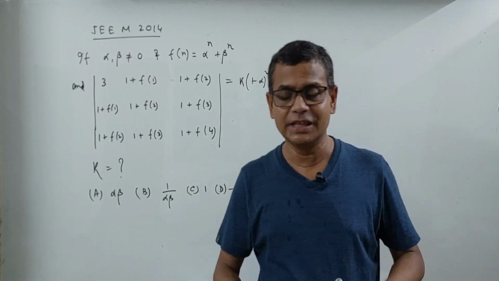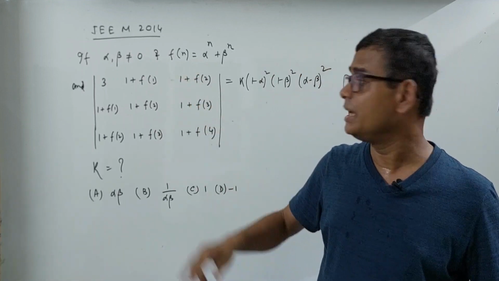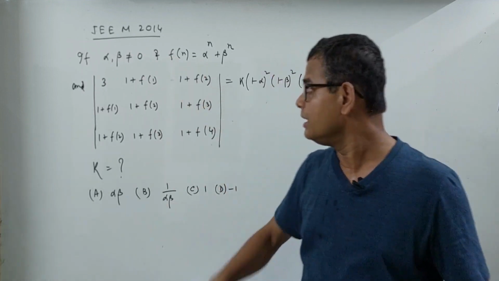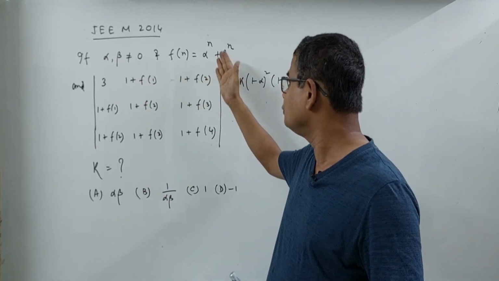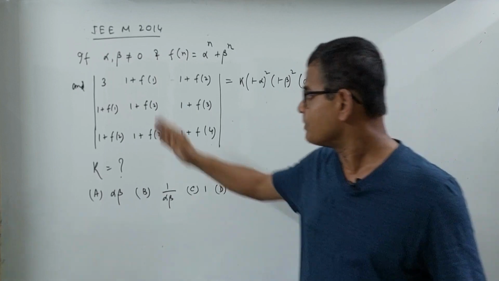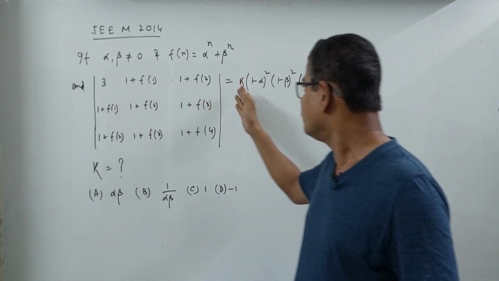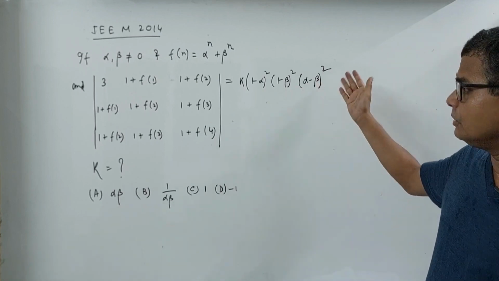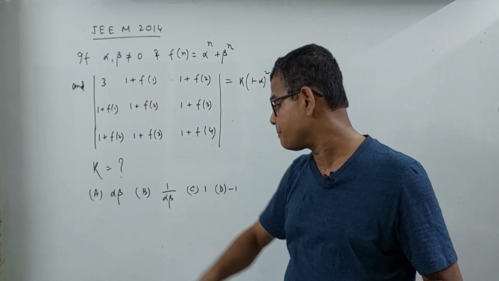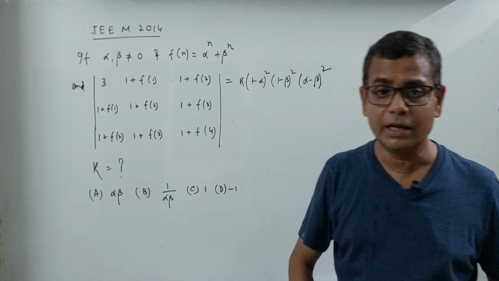One more interesting sum of determinant which came in JEE Main 2014. If alpha, beta not equal to 0 and f of n equals alpha to the power n plus beta to the power n, and this determinant equals k into (1 minus alpha) whole square, (1 minus beta) whole square, (alpha minus beta) whole square, then what is the value of k? 4 options given below here.